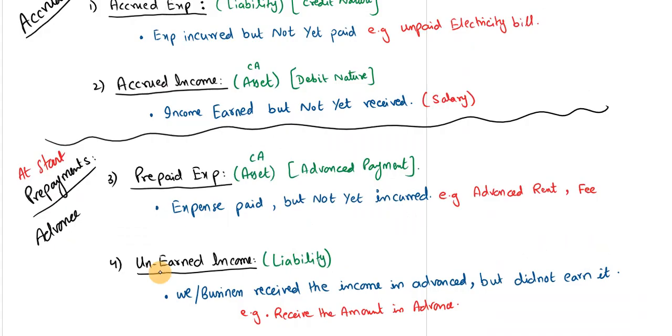The fourth one is unearned income. Unearned income is our liability because we received the income in advance but didn't earn it yet. The example is an amount received in advance.